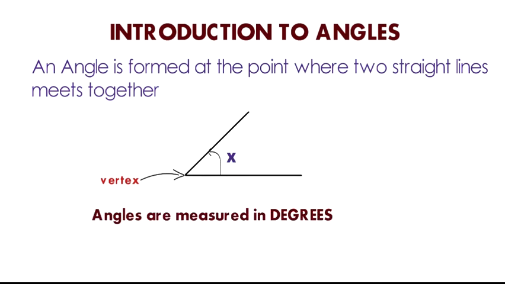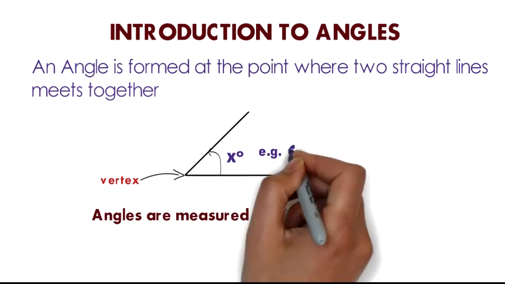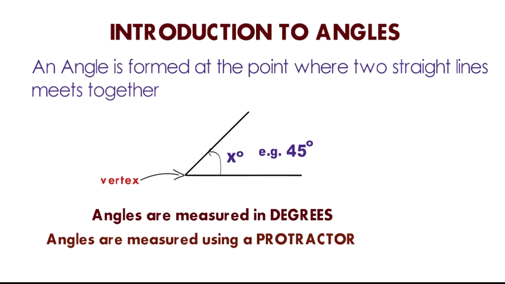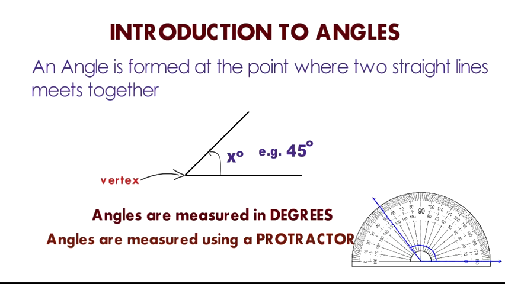Angles are measured in degrees. Degree is written as a small circle above the angle x. Example: angle 45 degree is written like this. Angles are measured with an instrument called protractor.